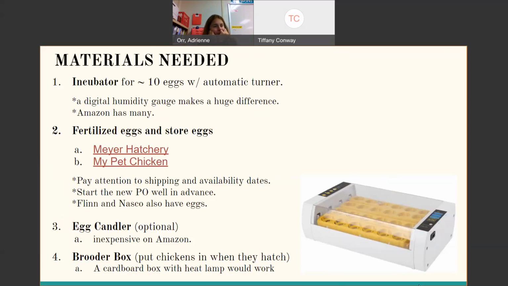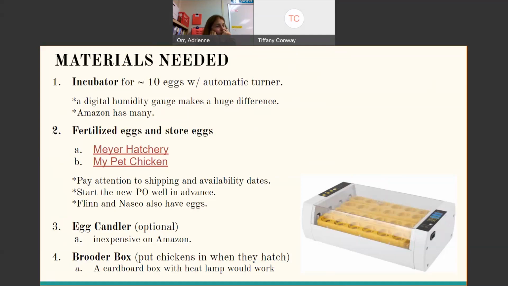So, I mean, you have to obviously make sure that they're fertilized or you're not going to have any hatch. But Meyer Hatchery is our preference. So last year after the pandemic, I guess a bunch of people started raising chickens at home, and so a lot of the hatcheries were completely wiped out of eggs. So they were out and we couldn't get eggs from them.